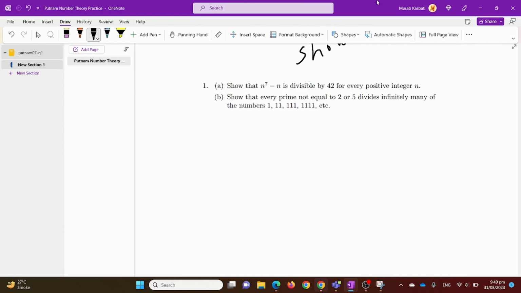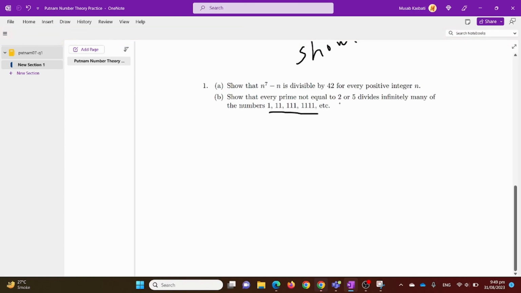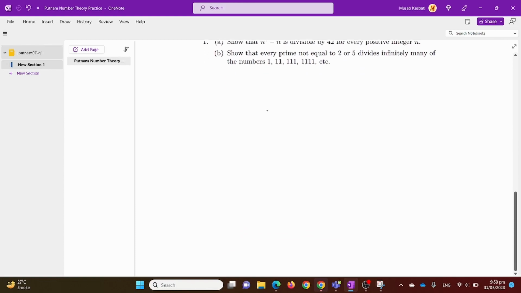Okay, so for 1b, show that every prime number not equal to 2 or 5 divides infinitely many of the numbers 1, 11, 111, 1111, and so on. Now, let's just figure out what this is saying. So it's saying all primes divide infinitely many terms of this, other than the primes 2 and 5. Okay, so that's still a very abstract statement maybe, but you can think about this for a bit and figure out what exactly it's saying.